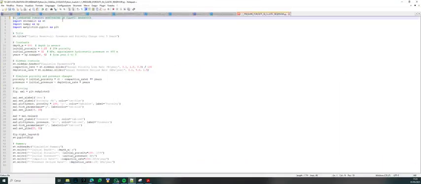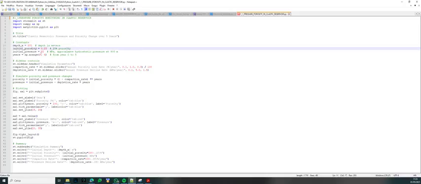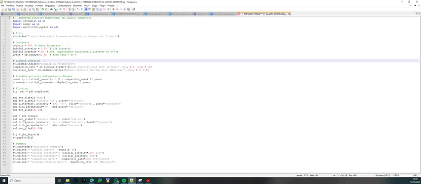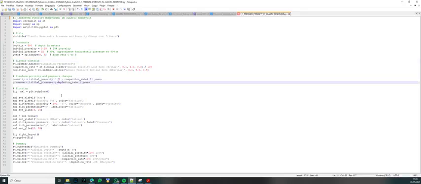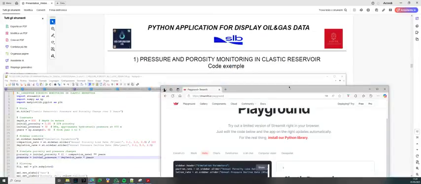You can import, for example, porosity, and Streamlit to plot and show data. Constants, in this case, are initial porosity, initial pressure, and sidebar controls. We have simulated the porosity and pressure change prediction in the next 5 years. So initial porosity, initial pressure, and we have also this. So I show you also in Streamlit.